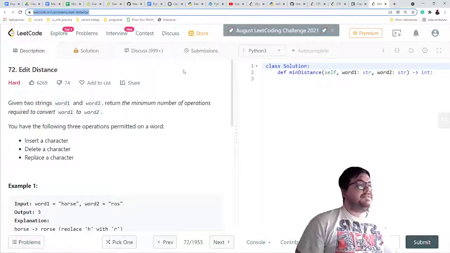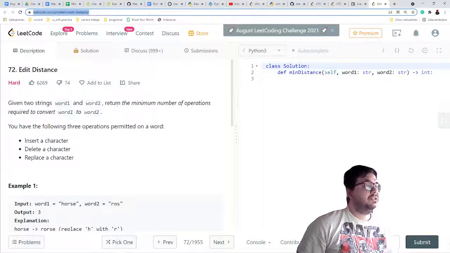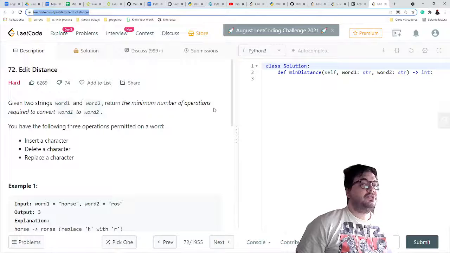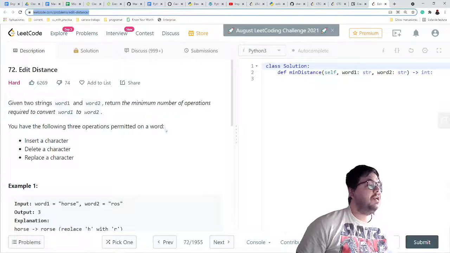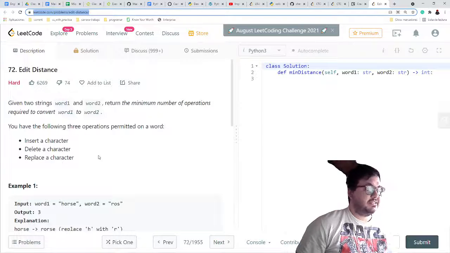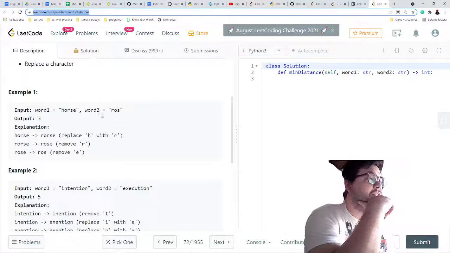Edit distance. Given two strings, word 1 and word 2, return the minimum number of operations required to convert word 1 to word 2. You have the following three operations permitted on a word: insert a character, delete a character, replace a character. Okay, so I have horse and I have rose.